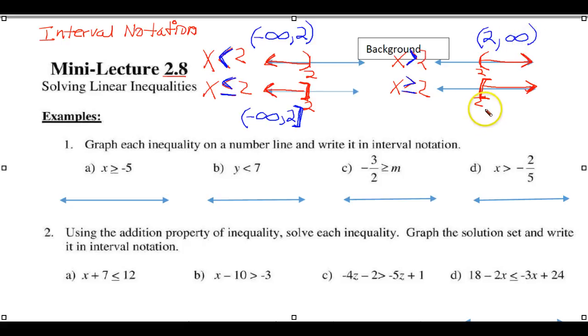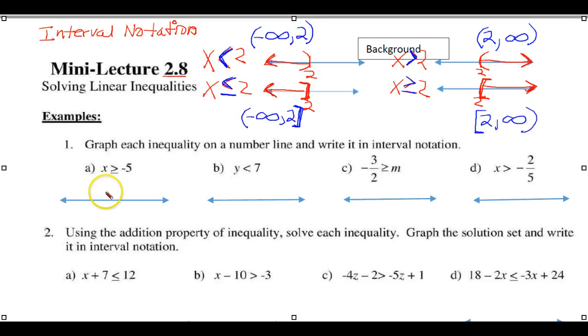And this one, very similar, bracket now because it is included. And it goes to positive infinity. Infinity always has a parenthesis. Now, knowing this and studying it and then using it as we have various examples, this is going to be very helpful for your mastery. All right, let's do this one.